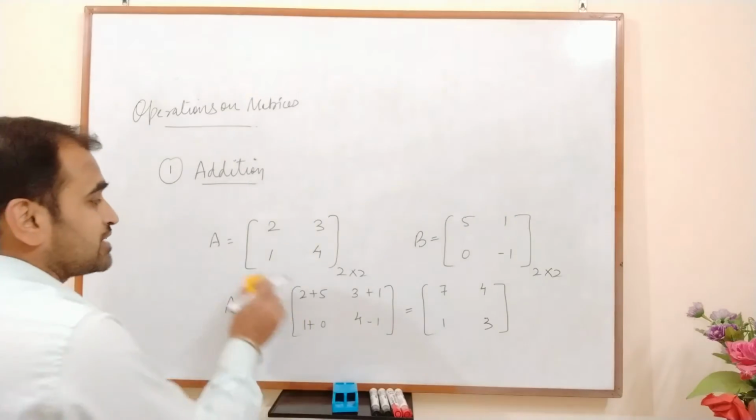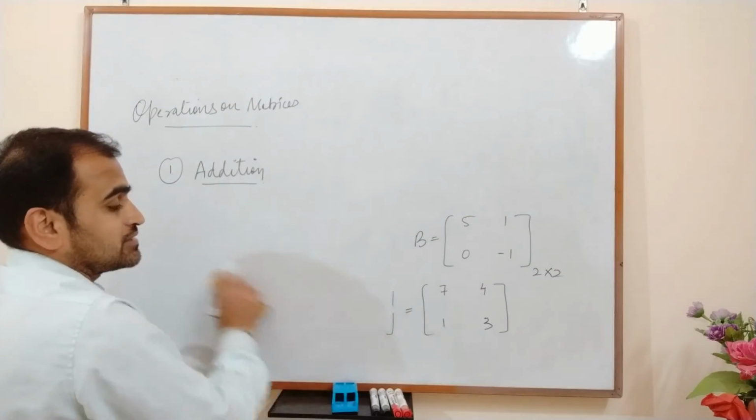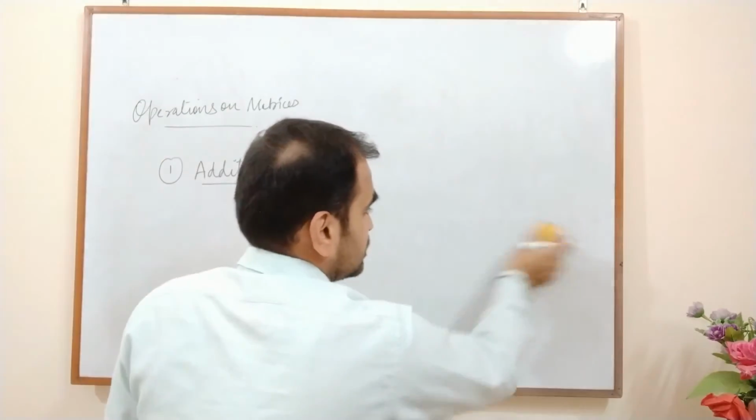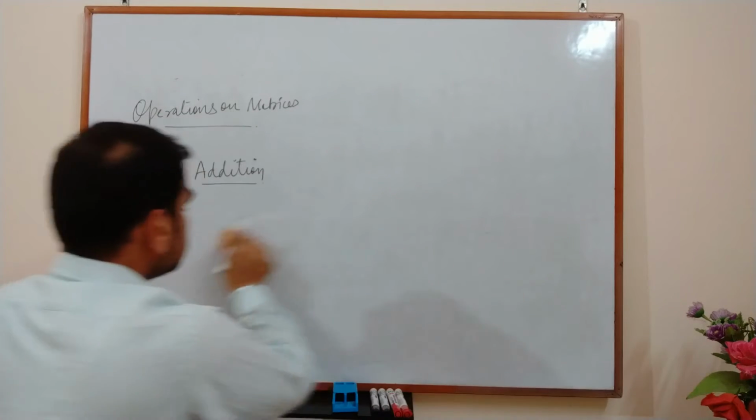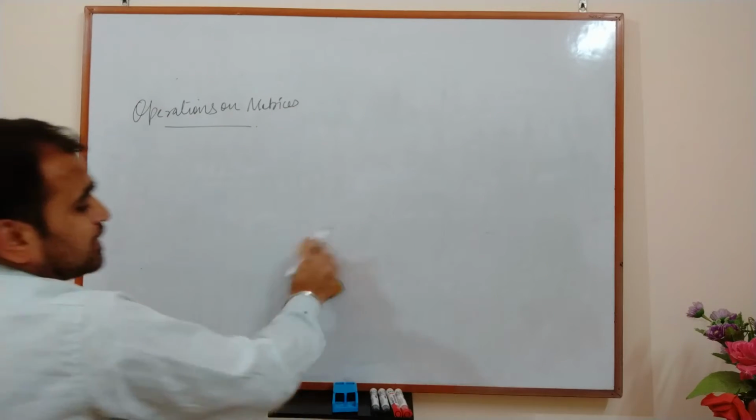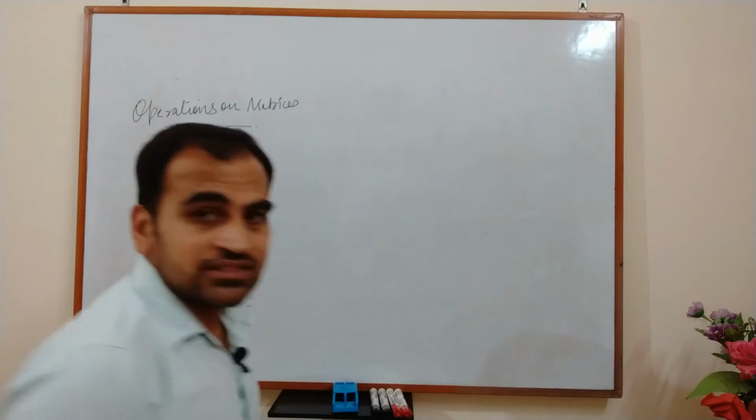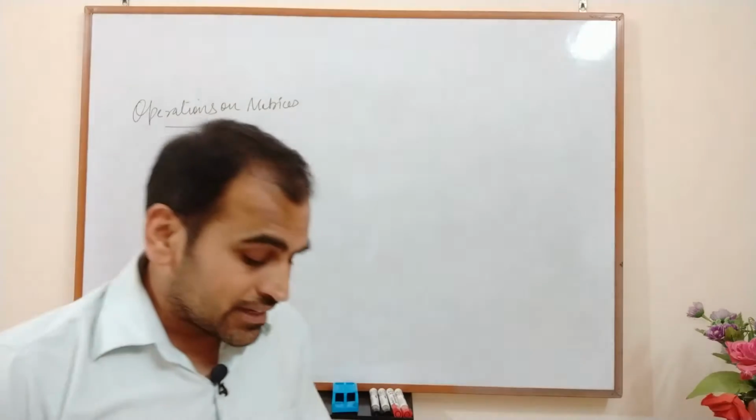Similarly, we can have non-square matrices, with different numbers of rows and columns. We do the same thing: simply add element by element. So this is about matrix addition.